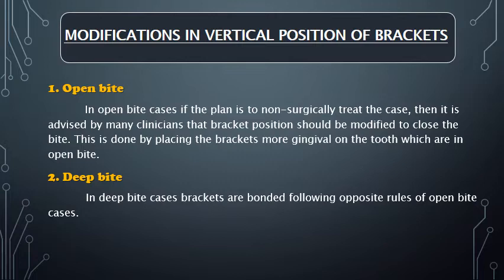Modification in vertical position of brackets. Number 1. Open bite. In open bite cases, if it is planned to non-surgically treat the case, then it is advised by many clinicians that bracket position should be modified to close the bite. This is done by placing the brackets more gingival on the teeth which are in open bite. Deep bite. In deep bite cases, brackets are bonded following opposite rules of the open bite cases.